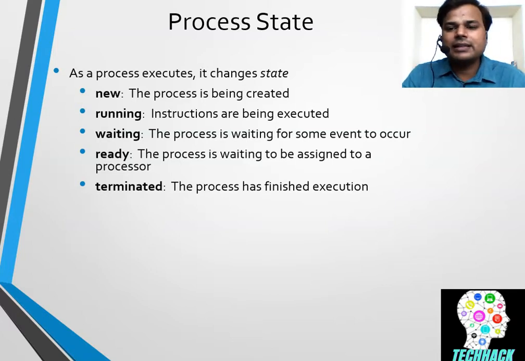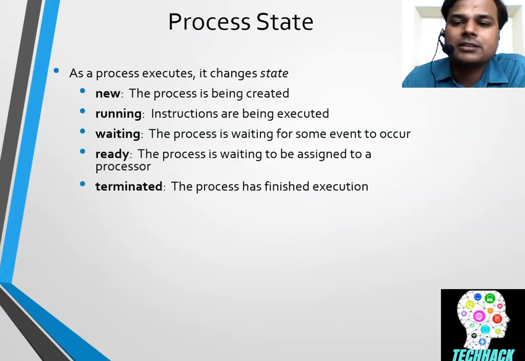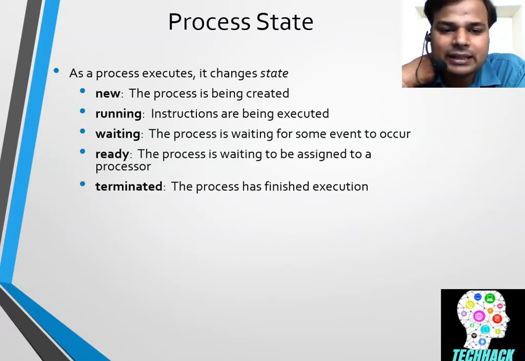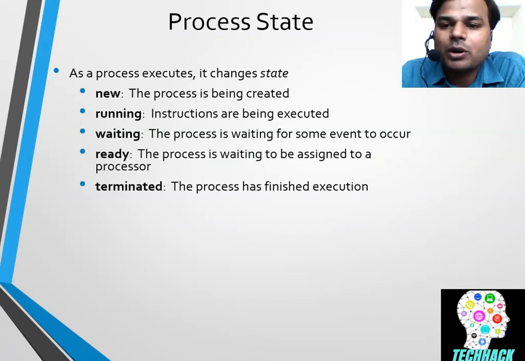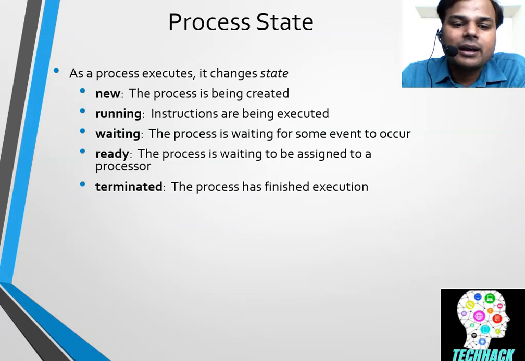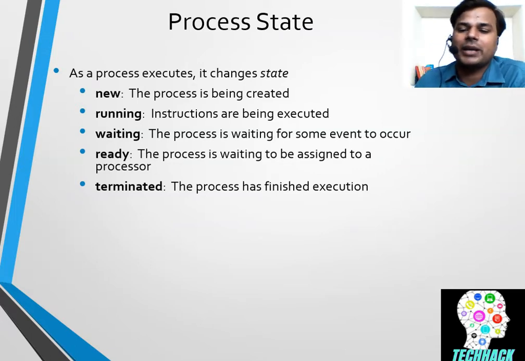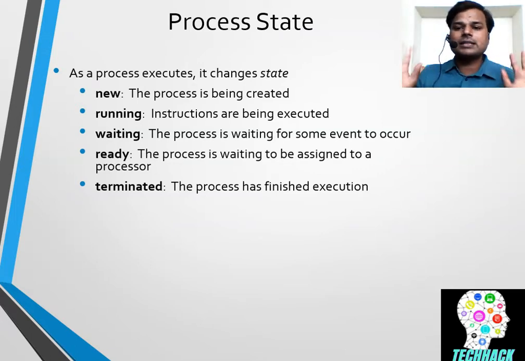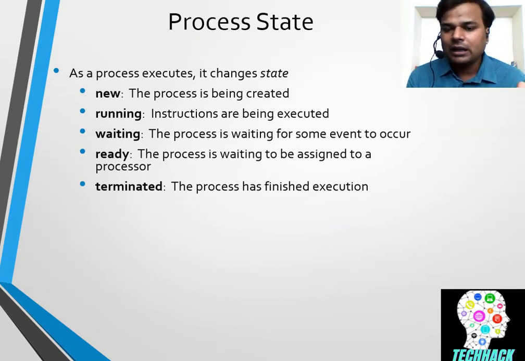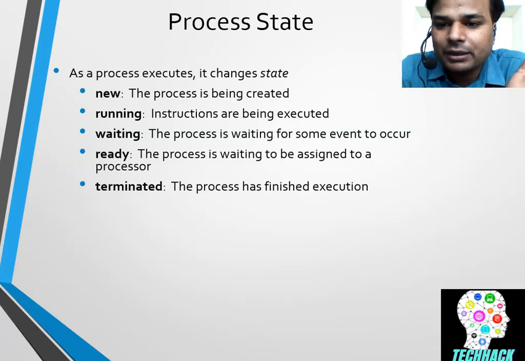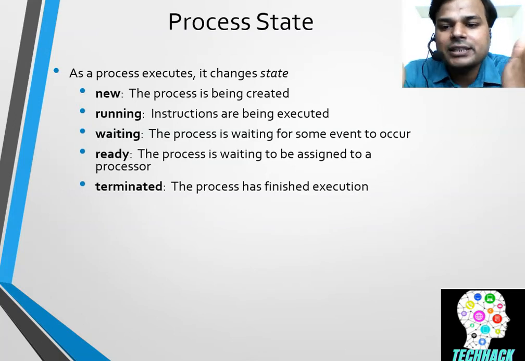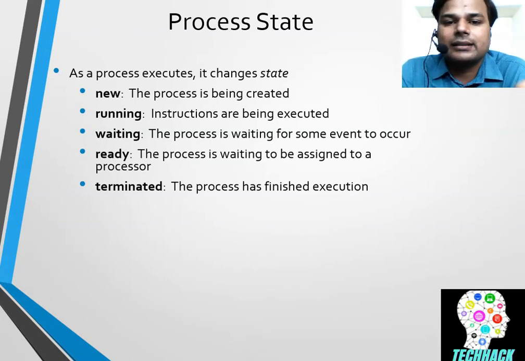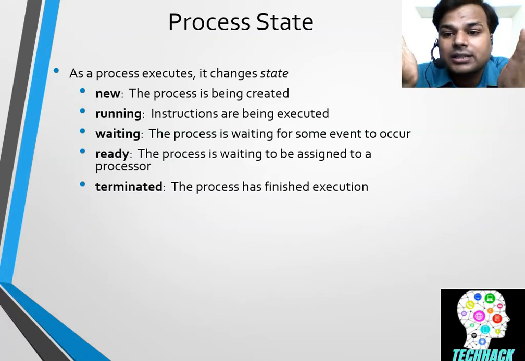So guys, when we say new state, it means a process is being created. When we say running, it means instructions are being executed. When we say waiting state, the process is waiting for some event to occur. And in ready state, the process is waiting to be assigned to a processor. It means the process is saying, I am ready to run. Give me the CPU. I have all the hardware available, all the requirements available, and the whole system ready to run. If you give me the CPU right now, I can process. This is the scenario when a process is in ready state.